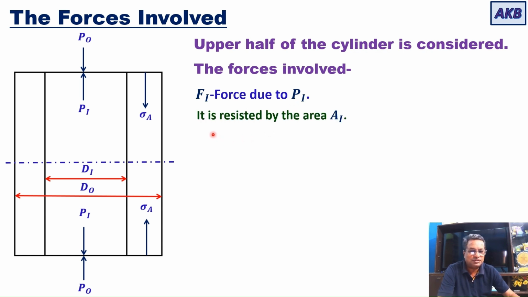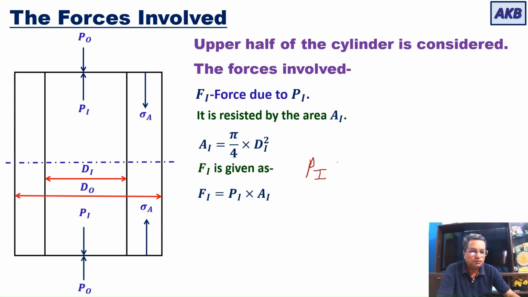And this force is resisted by the area Ai, which is nothing but the cross-sectional area based on the internal diameter of the vessel. That is, Ai is given as pi by 4 into di square. Therefore, force Fi will be given by this equation. Fi is equal to Pi into Ai. How do you get this equation? Because pressure, as you know, Pi is the force acting per unit area. It is Fi upon Ai.